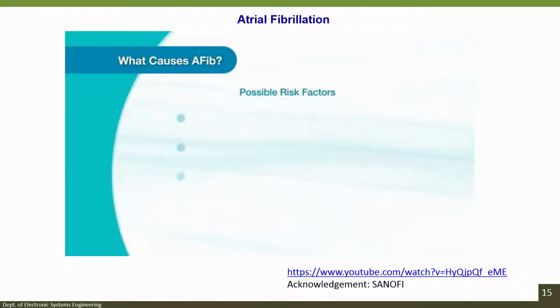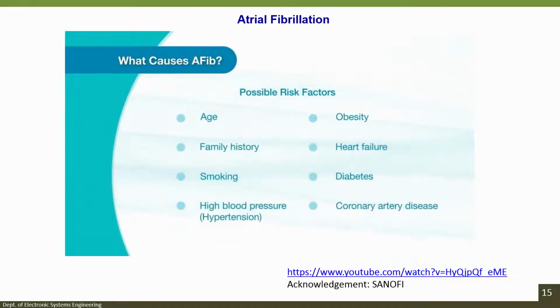While the causes of Afib are often unknown, there are a number of things that increase the chances you might get it. Some of these include age, family history, smoking, high blood pressure, or hypertension and obesity. Also, if you have any of the following conditions, you're more at risk of Afib: heart failure, diabetes, or coronary artery disease. The more of these risk factors you have, the more likely it is you might experience Afib. Be sure to discuss your full medical history with your healthcare provider.